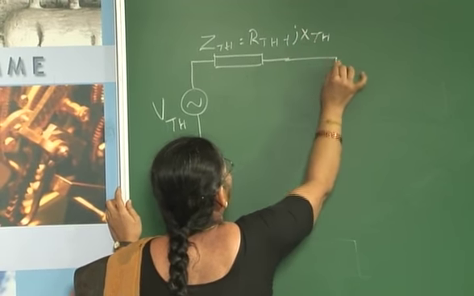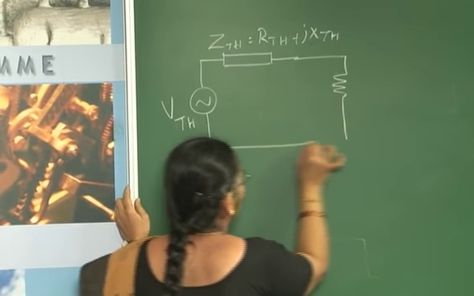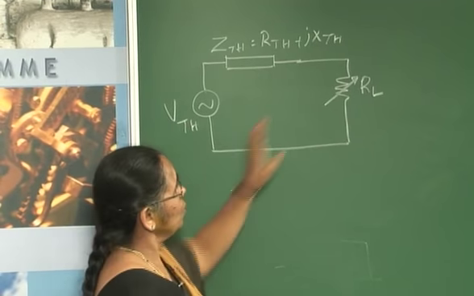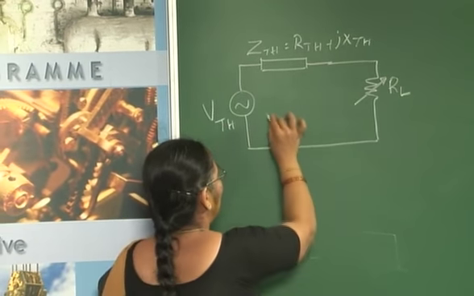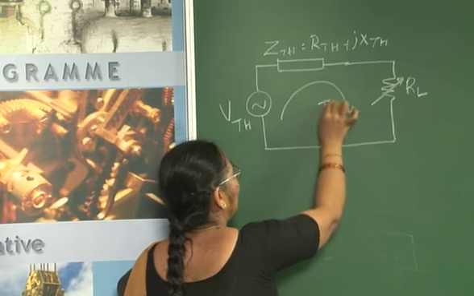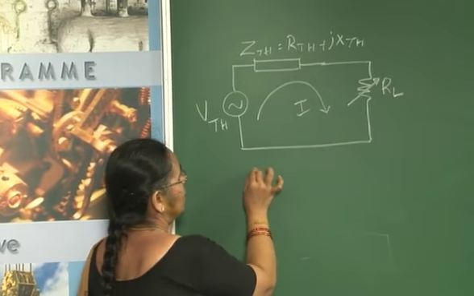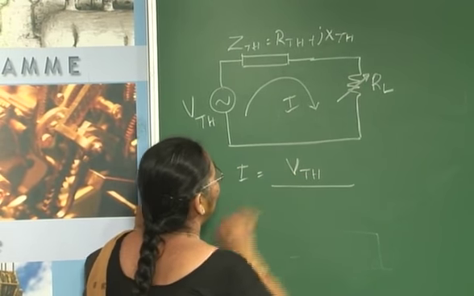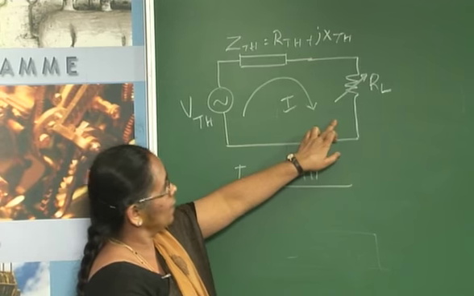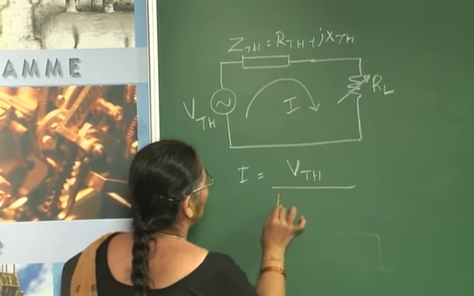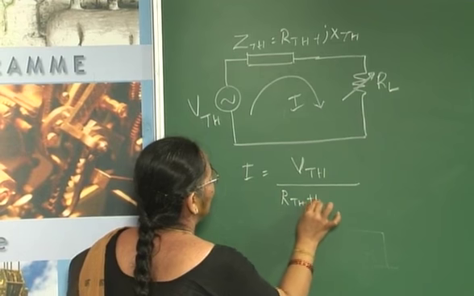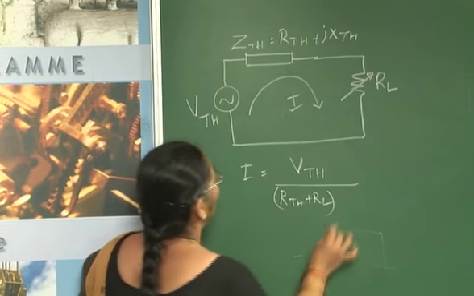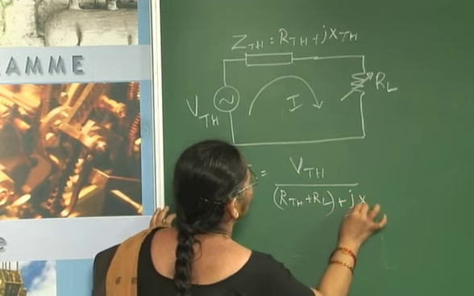To this, if I have only a resistance connected, I call it RL. So only the load resistance is connected. Then you have to find the current I through the circuit. Current I through the circuit is nothing but equal to V Thevenin divided by the total impedance in the circuit, which is R Thevenin plus RL plus J X Thevenin.